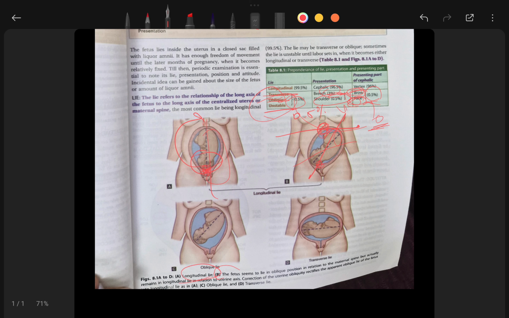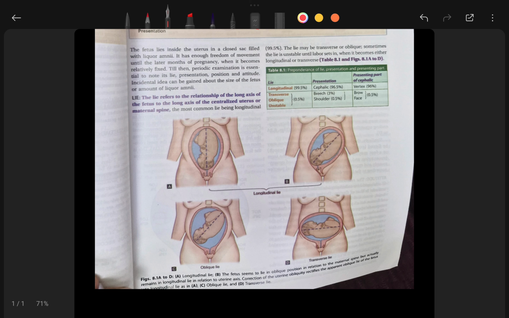Diagram A is longitudinal lie, and B is a fetus that seems to lie in an oblique position in relation to the maternal spine, but actually it remains longitudinal with relation to the uterus or uterine axis. This is the uterus. So according to the uterus, this is still longitudinal. It seems to be an oblique lie, but this is the long axis of the uterus, and this is the fetal axis. So it's a 0-degree angle. That is, these two lines are parallel. So still it is a longitudinal lie.